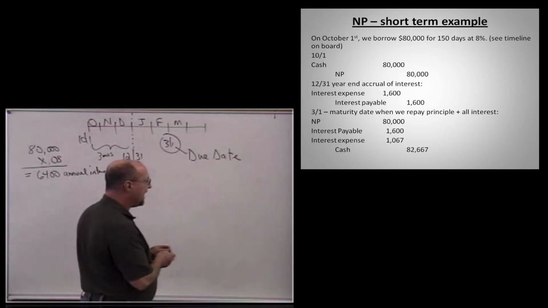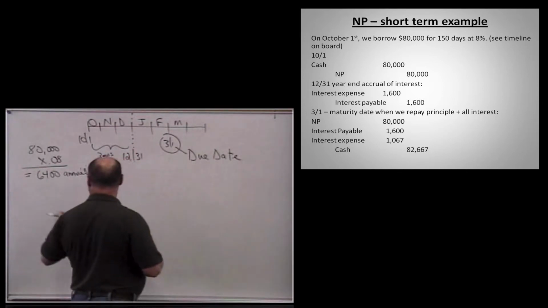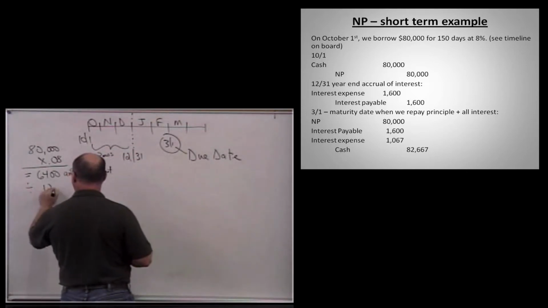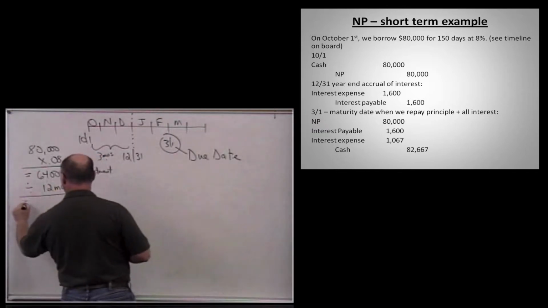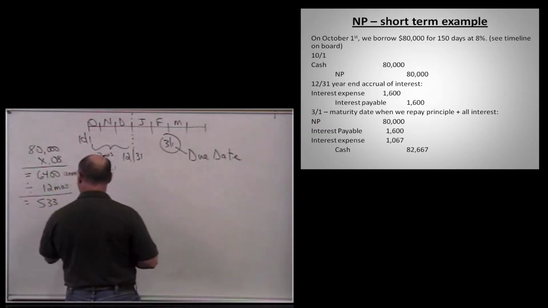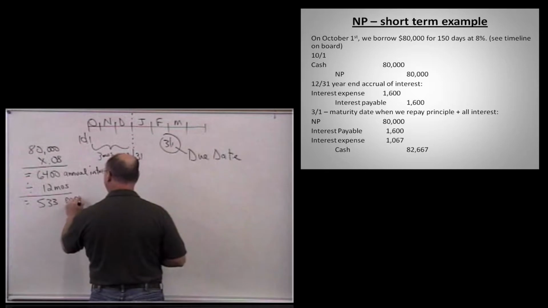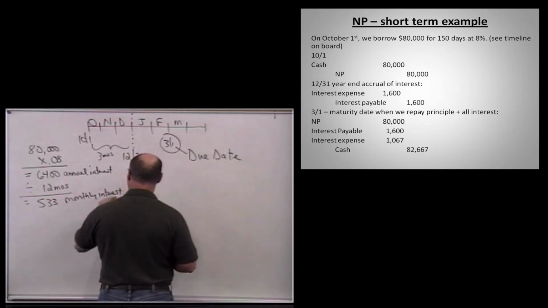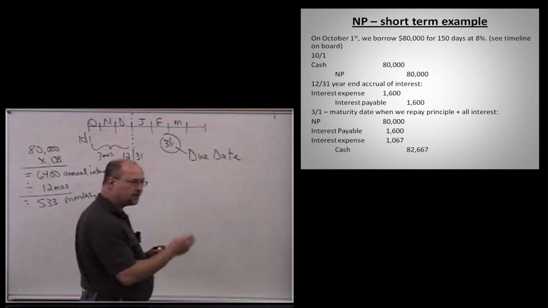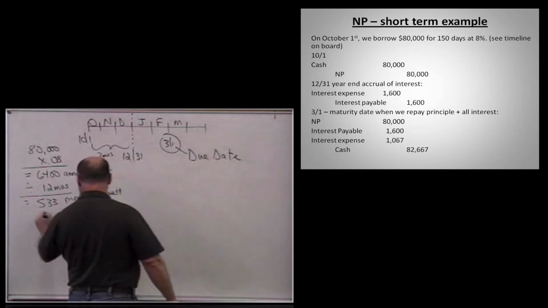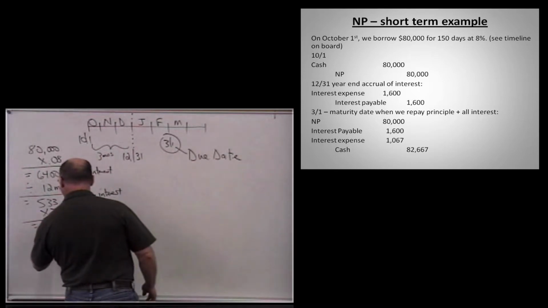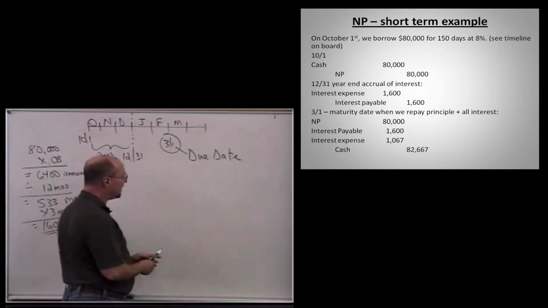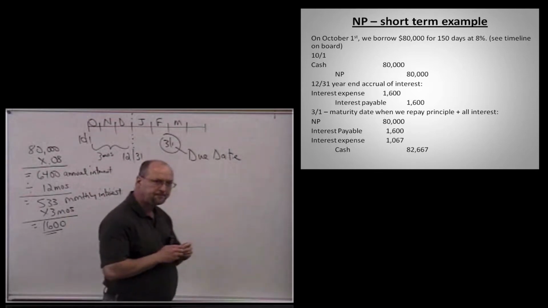Okay. And then I have to divide this by 12 months. And this is going to give me $533, which is monthly interest. And since I have to accrue 3 months interest for October, November, December, multiply that times 3 months, and I have to accrue $1,600 of interest.